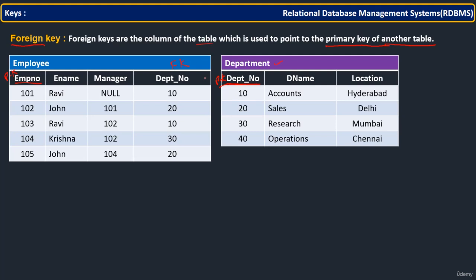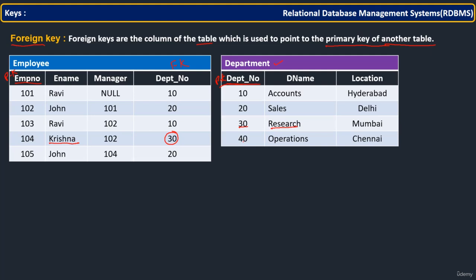Sometimes you can use it in the same table too; that is not a matter. So you can see here, this is one simple understanding first of all. What is a foreign key? For a foreign key, you use the values which are the primary key in another table. So Krishna is working under which department? Take the department number, go to the department table, and 30 is research. So Krishna is working under the research department.